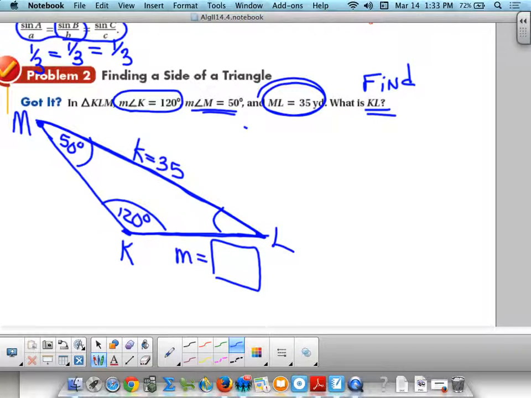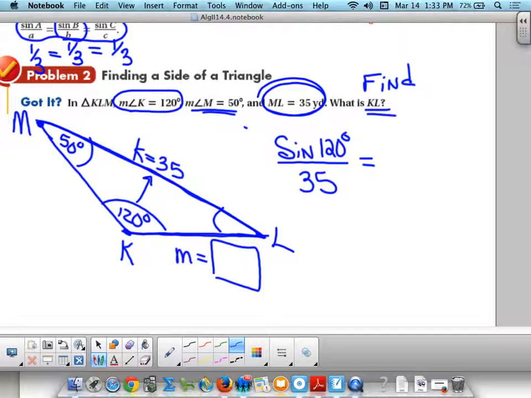120 and 35. Okay, that one. 120 and the opposite side. If you know an angle and the opposite side, you're ready to go. It will be sine of 120 over 35. This ratio should be the same as any of the other ratios.